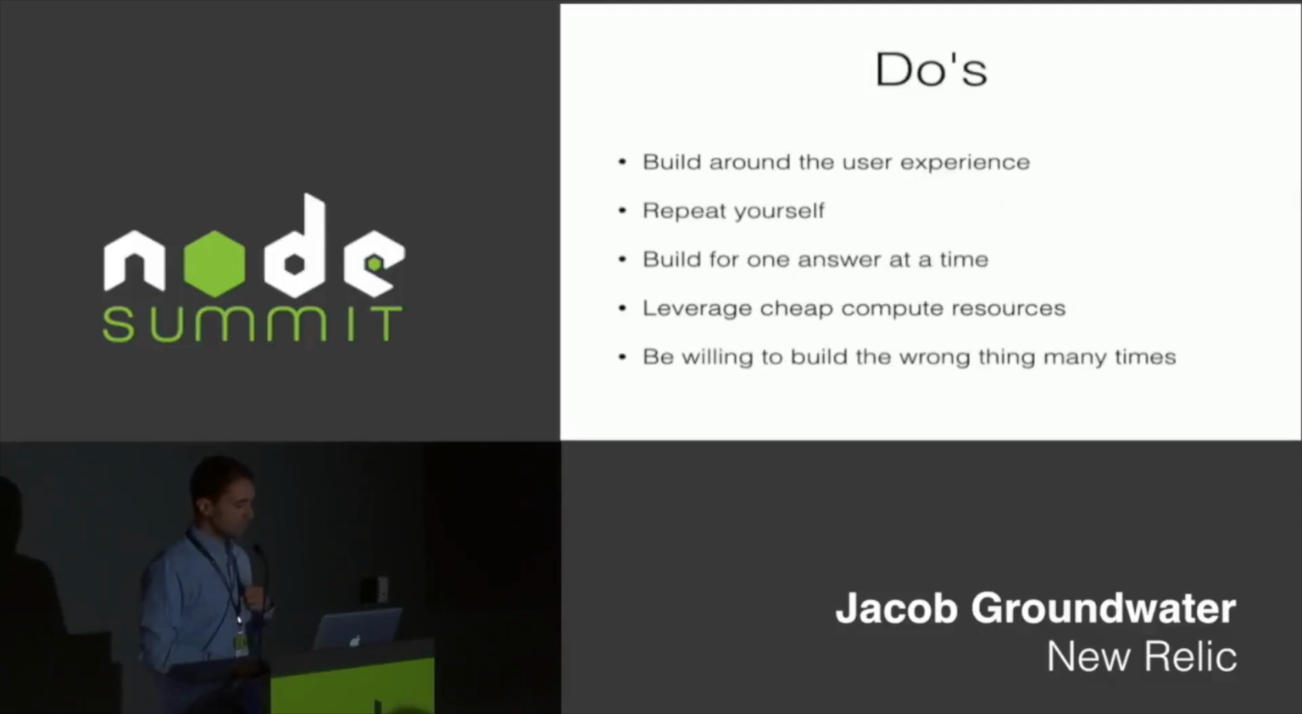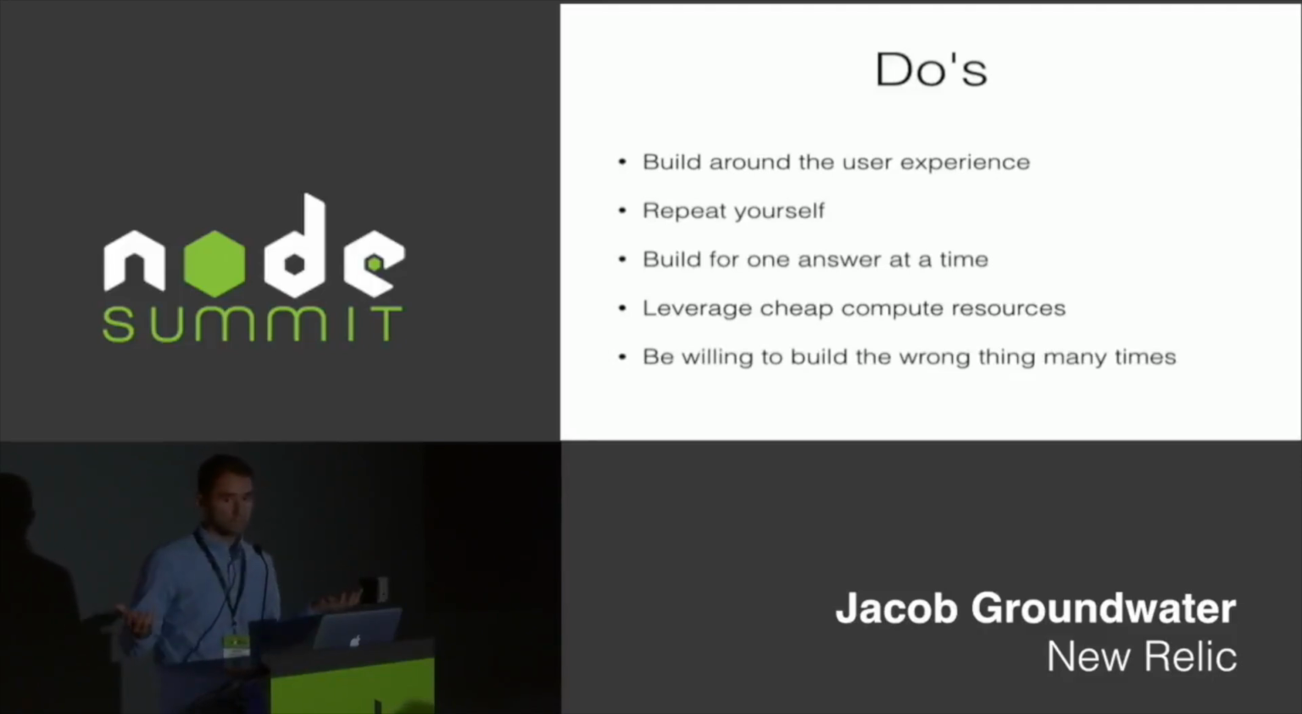Okay, here are my do's. Build around the user experience. Start at what the user is going to experience. Do repeat yourself. It's fine to have methods that repeat themselves because you don't yet know if they're actually coupled, and you don't want to prematurely couple them. Build for one answer at a time. This is the you ain't gonna need it principle.